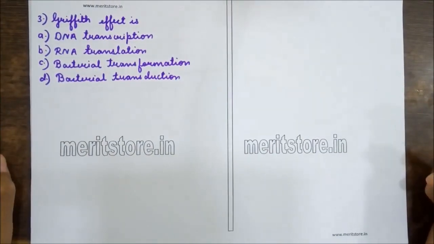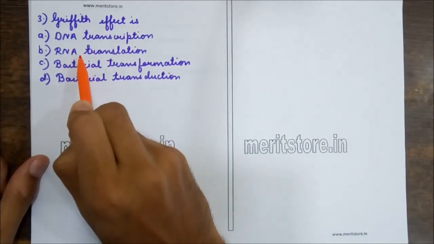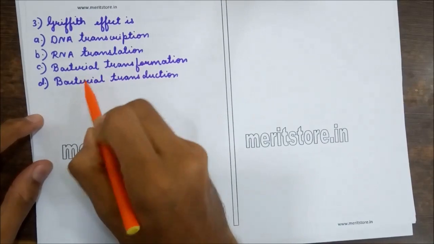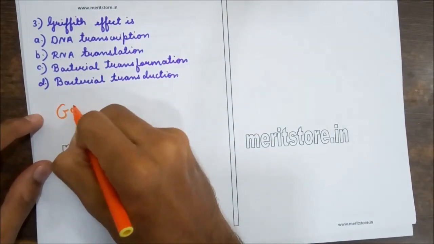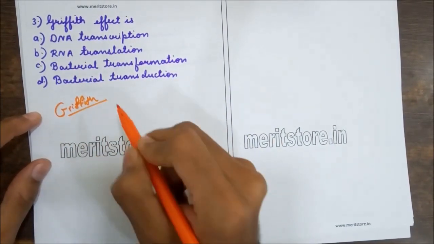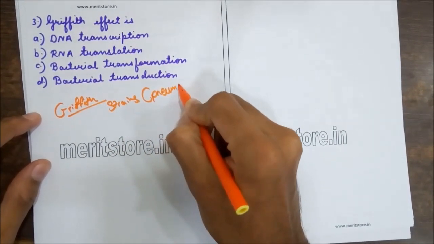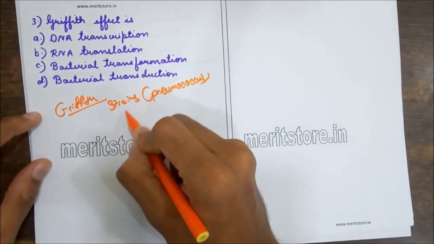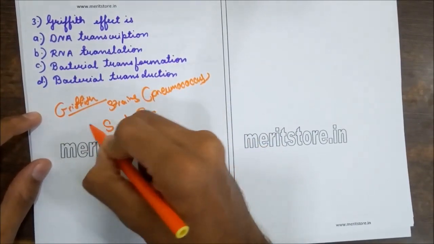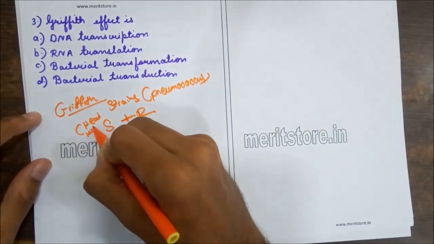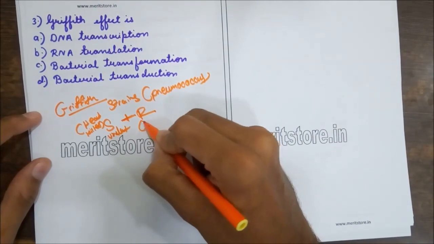Third question, Griffith effect is about what? A option tells us DNA transcription, B DNA RNA translation, C bacterial transformation, and D bacterial transduction. Frederick Griffith was a scientist who took two strains of bacteria known as pneumococcus. One was smooth strain, another was rough strain. He mixed both. The smooth strain was heat killed since it was virulent, and the rough strain was non-virulent.